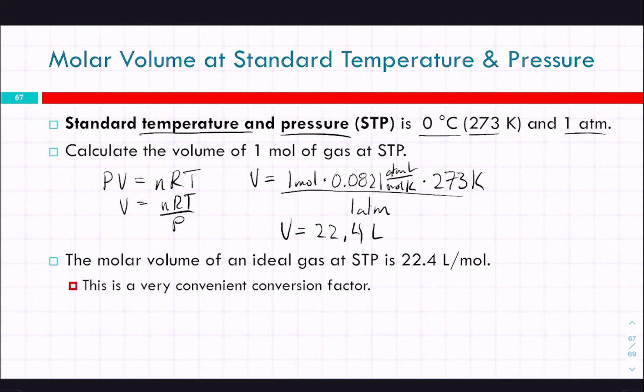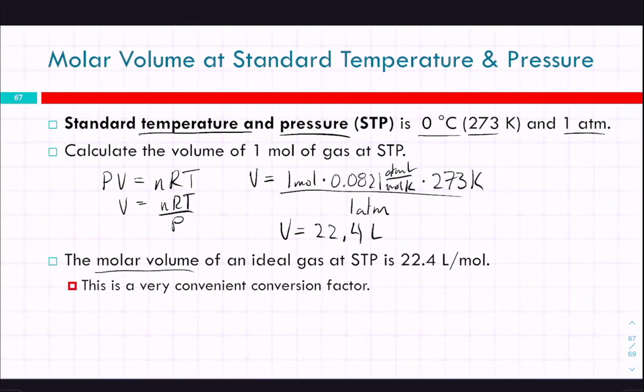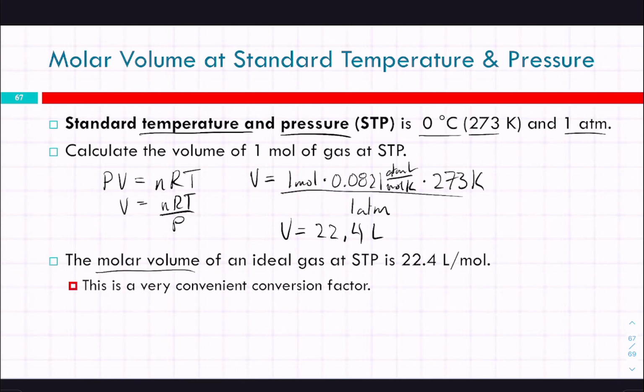So that's where molar volume comes in. Molar volume, like molar mass, is liters per mole. And it's even easier than that, because for every gas, it's 22.4 liters per mole, as long as you're at STP. So if the temperature is 0 degrees C, the pressure is 1 atmosphere. As soon as you deviate from that at all, it's different.